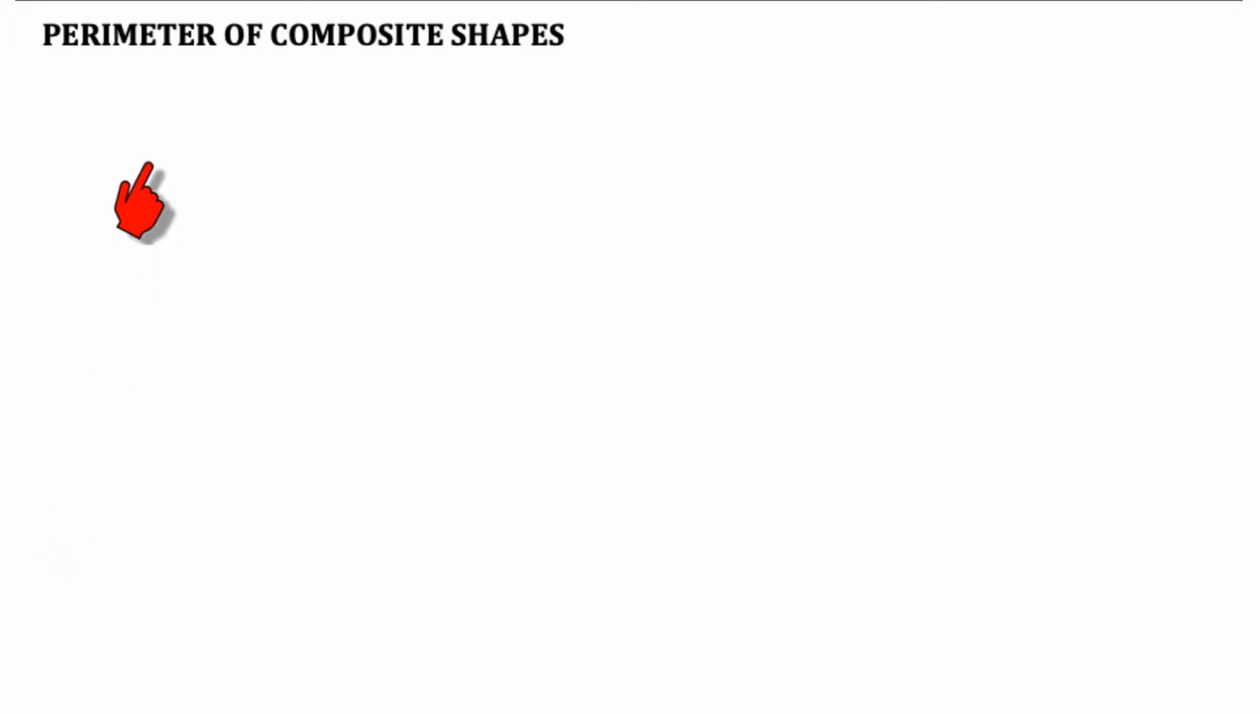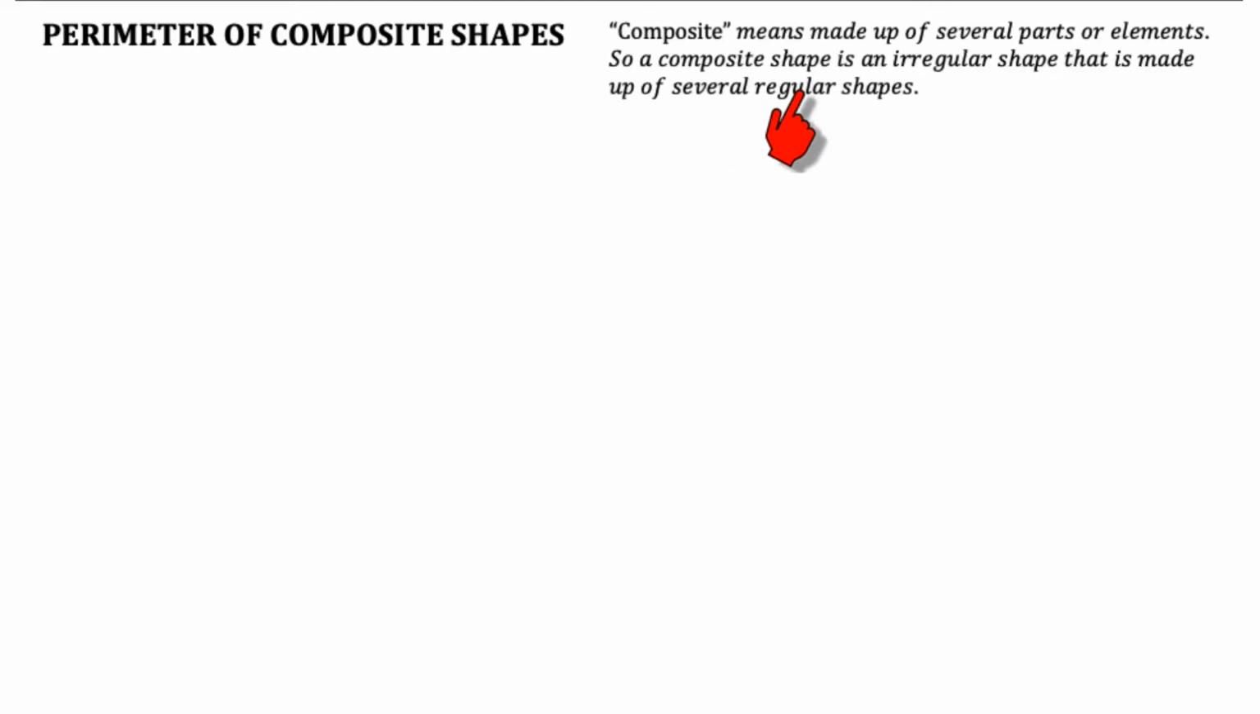Let's look at how we work out the perimeter of composite shapes. There's a couple of fancy words in here, so let's talk about them. Perimeter just means the distance around the outside of a shape. And composite, well, a composite is just something that's made up of several different parts or pieces.